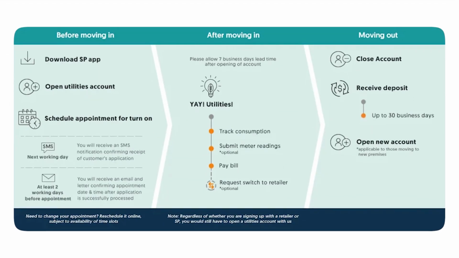However, if you're moving into a brand new BTO flat, you do not need to set up a turn-on appointment because all the utilities are already turned on and good to go. You just need to sign up for an account and link that account to your residential home or rental property. There's this infographic right here by SP Power, which is pretty comprehensive, but I'm just gonna break it down step by step for you so it's easier for you to understand.